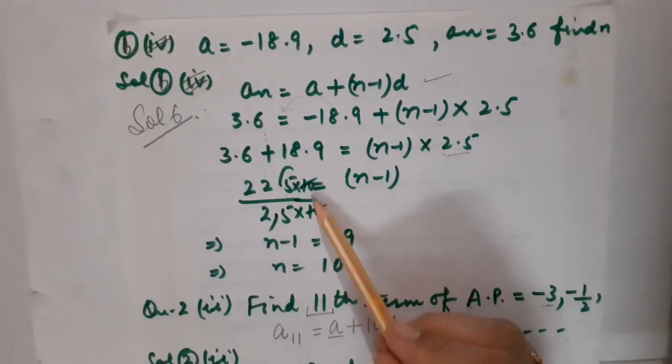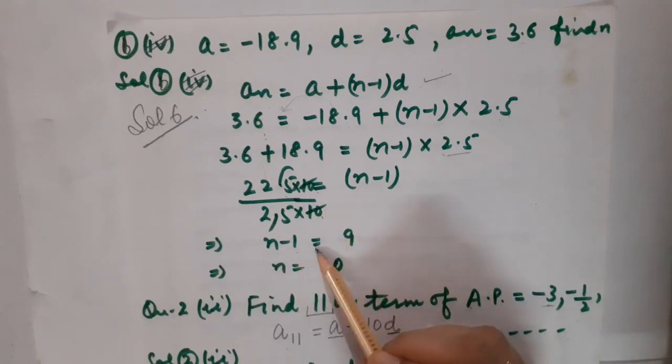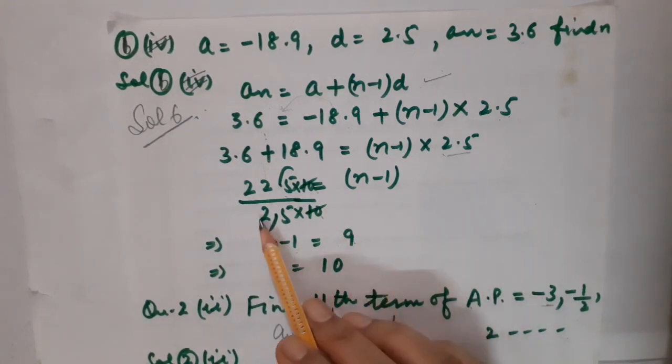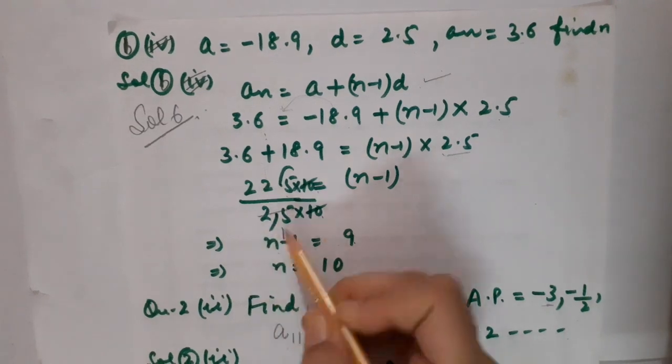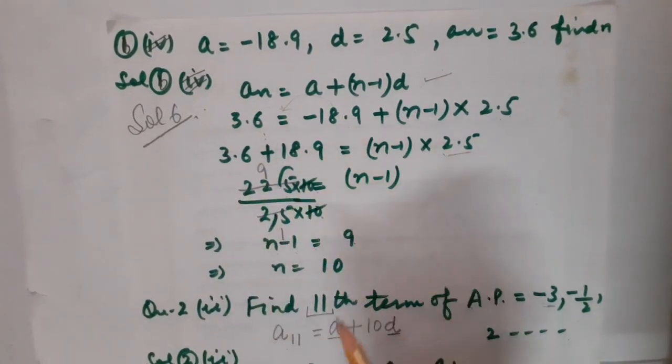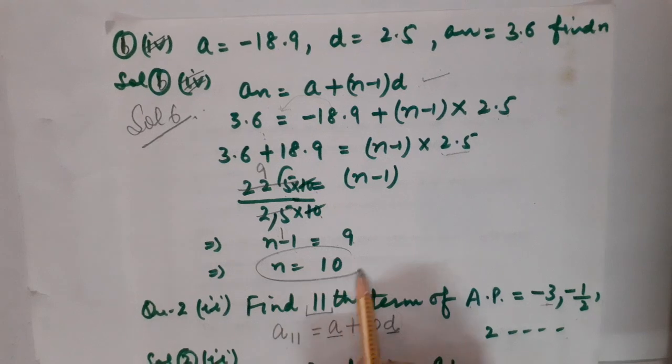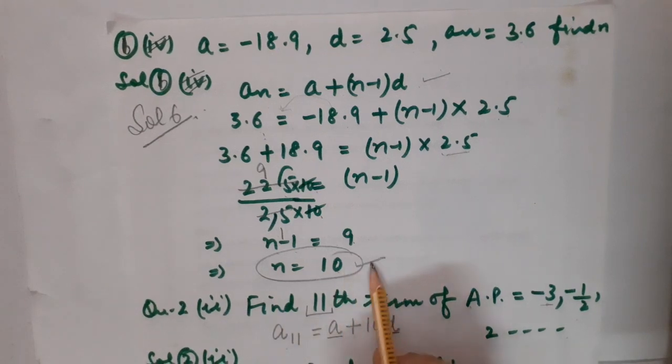Removing decimal, this 10 and 10 will be cancelled. So N minus 1 is equal to 9. Because 25 ones are and 25 nines are 225. So what is the value of N? N is equal to 10. This is the right answer.